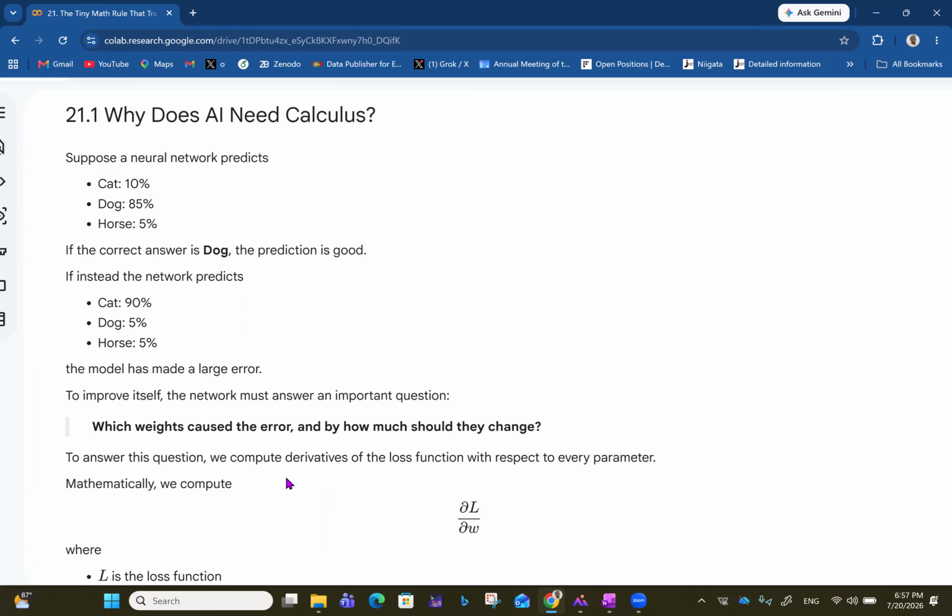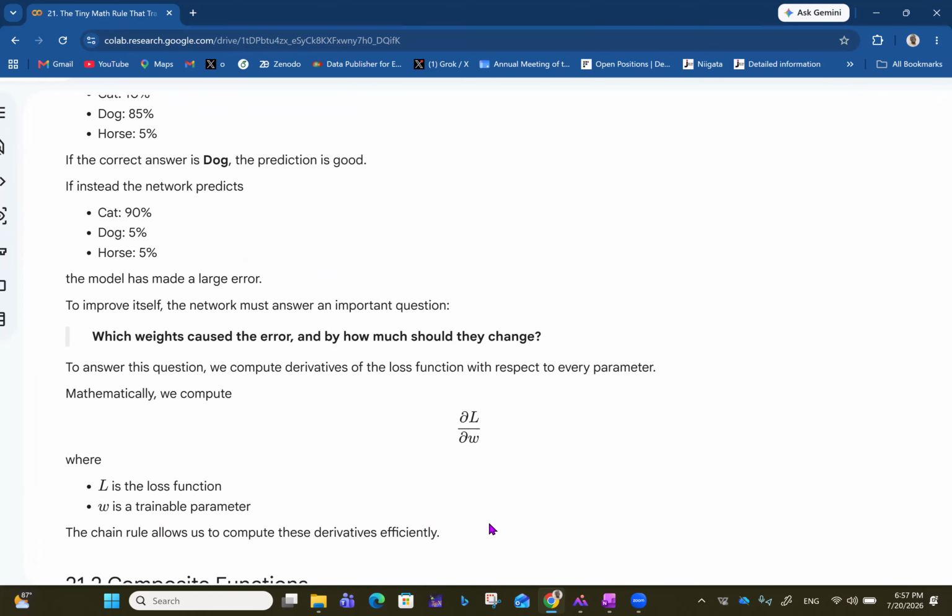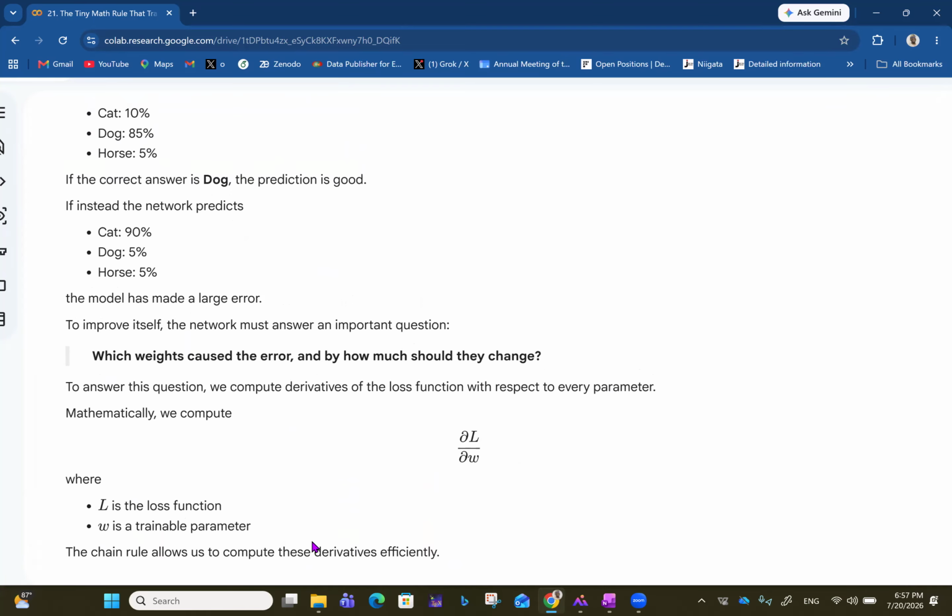To answer this question, we compute derivatives of the loss function with respect to every parameter. Mathematically, we compute dL/dW, where L is the loss function and W is the trainable parameter, and the chain rule allows us to compute these derivatives efficiently.